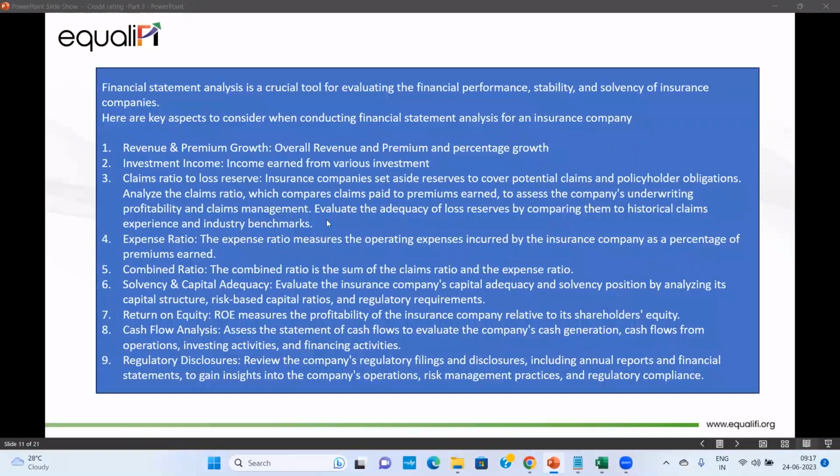Next is expense ratio. The expense ratio measures the operating expense incurred by the insurance company as a percentage of the premiums earned. So if you are paying too high a salary for the resources, your expenses are too high compared to the premium you have collected, then obviously it's not a good sign, right?